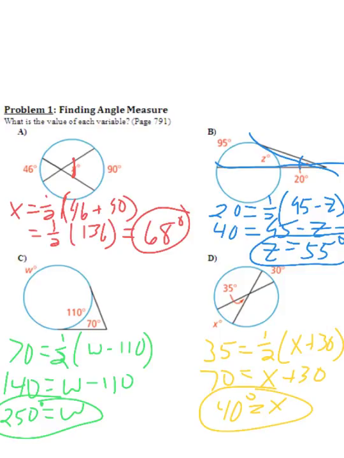For our second example, D, 35 is an angle inside of the circle, so the lines intersect inside. We're going to use that first formula. So we're going to take the inside angle is equal to 1/2 of the sum of the intercepted arcs, so x plus 30. Solving for x, I get that x is a 40-degree arc.